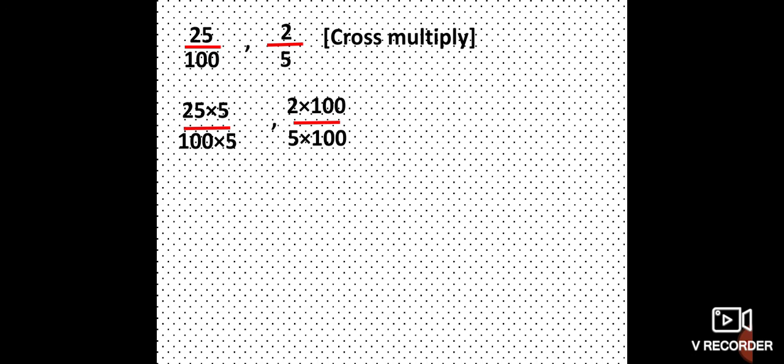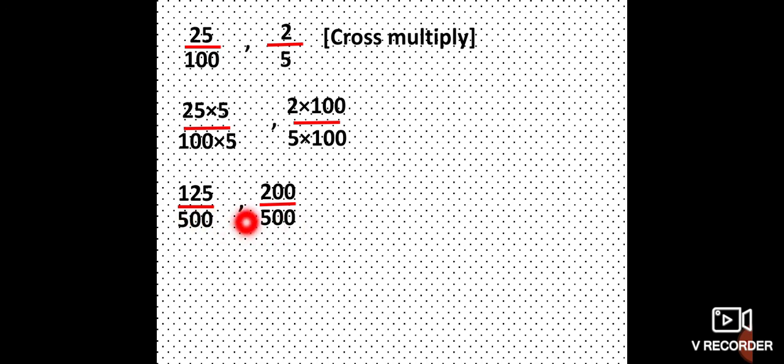These are the given fractions. The first fraction is multiplied by 5 and the second fraction is multiplied by 100. 25 by 100 into 5 by 5, and 2 by 5 into 100 by 100, that is 2 into 100 by 5 into 100. Then we get 125 by 500 and 200 by 500.